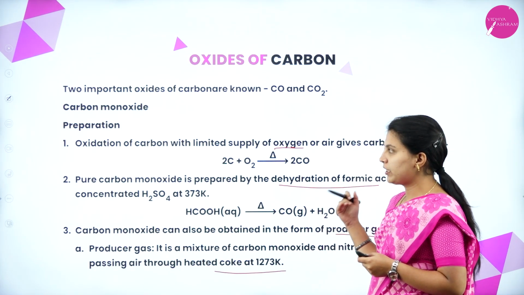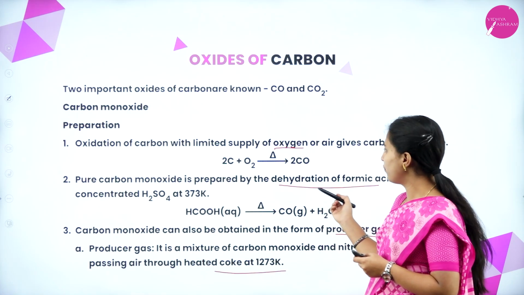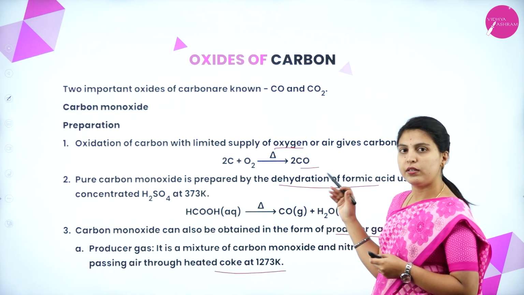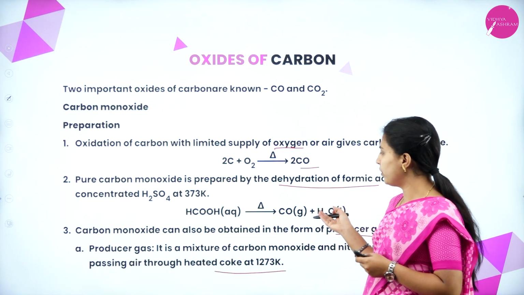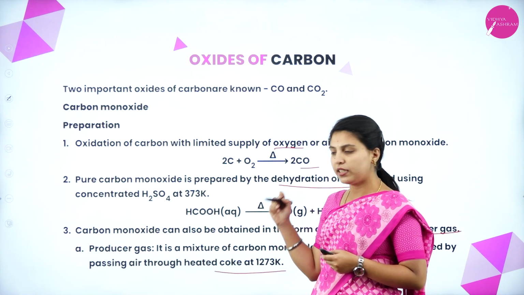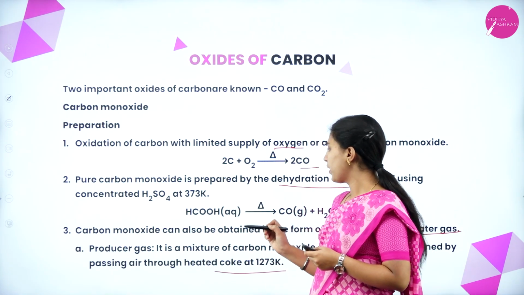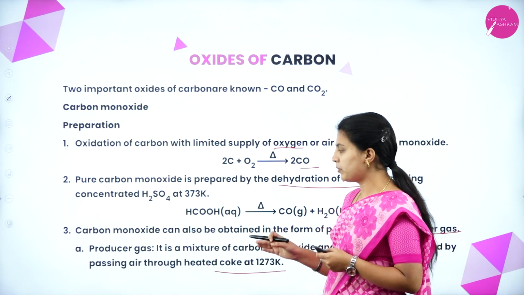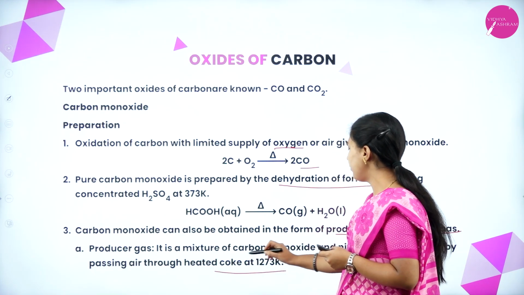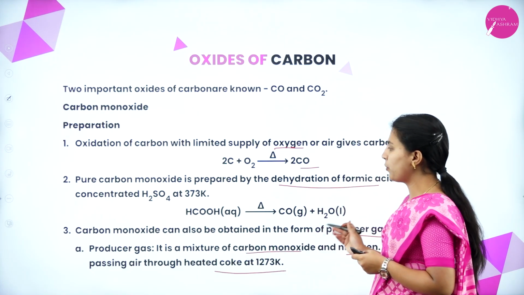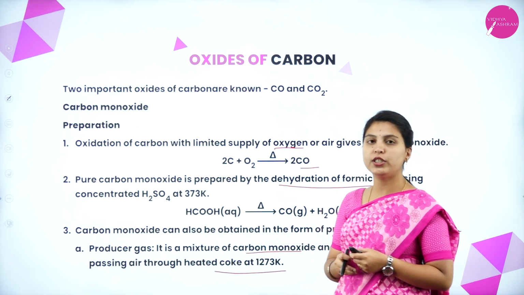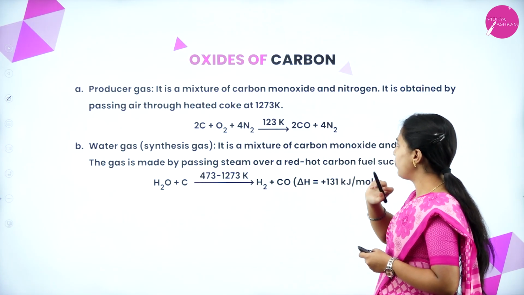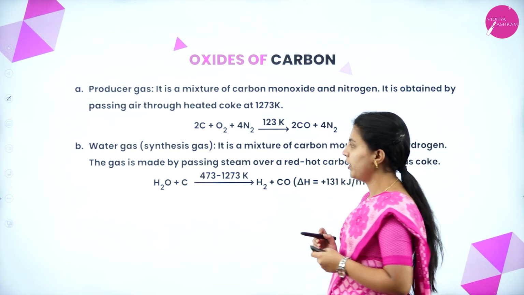There are three methods. First, oxidation of carbon, which forms carbon monoxide. Next, dehydration of formic acid, where the water molecule will be eliminated, and then it will form carbon monoxide. The third method: carbon monoxide can also be obtained in the form of producer gas and water gas. What is producer gas? It is a mixture of carbon monoxide and nitrogen. It is obtained by passing air through heated coke at 1273 Kelvin. Carbon, oxygen and nitrogen will form carbon monoxide with the removal of nitrogen.